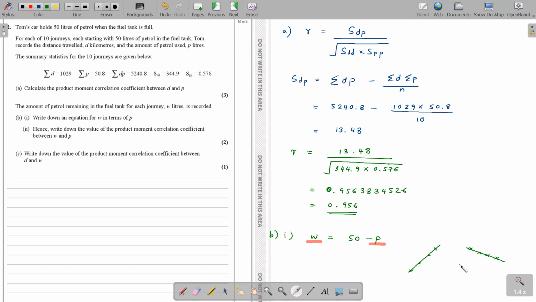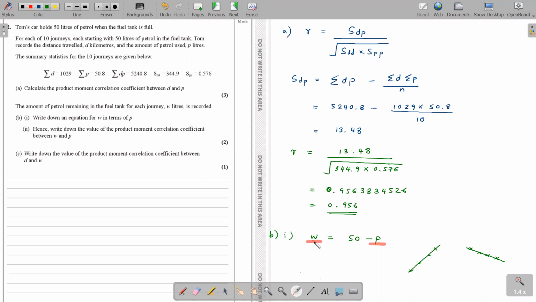If your R value is close to 0, it means the points don't fit at all. Points are all over the place. There is no fit. There is no pattern for the straight line. Okay, so here R value means how closely your points are fitting to a straight line. It doesn't come in terms of P or W. There's no such thing here. So they are asking the product moment correlation coefficient.